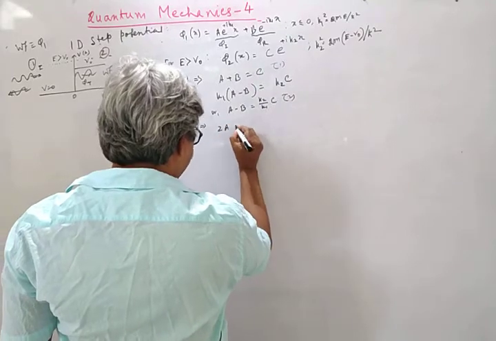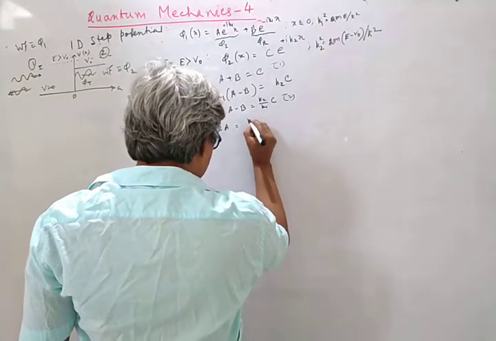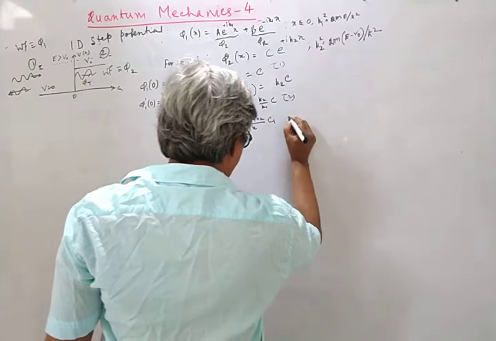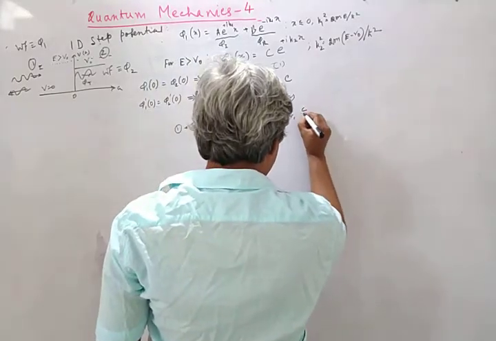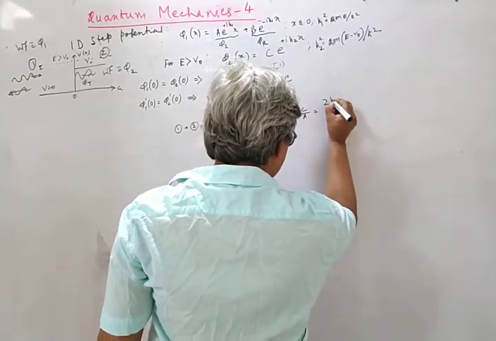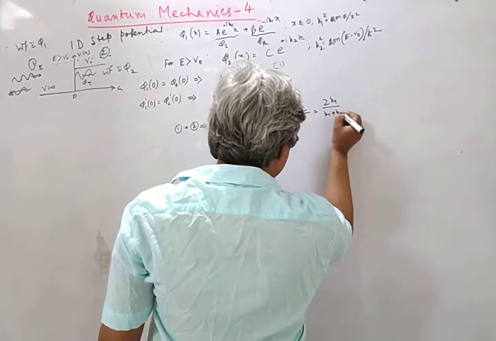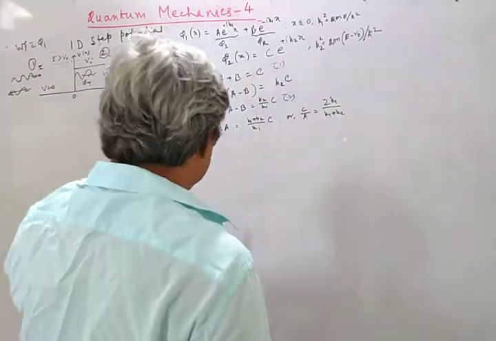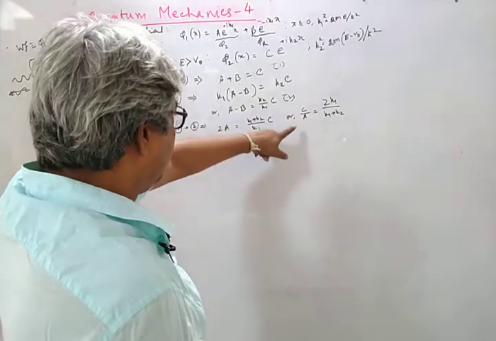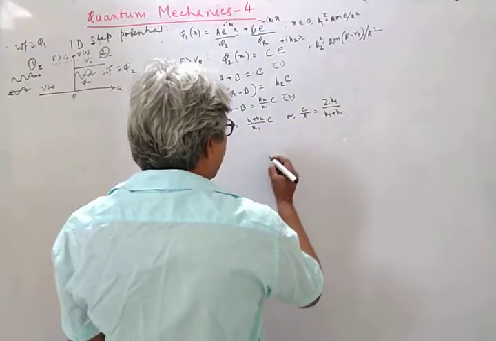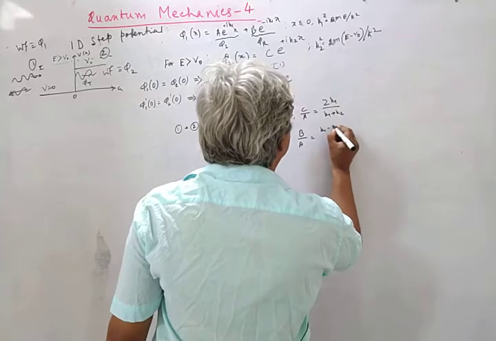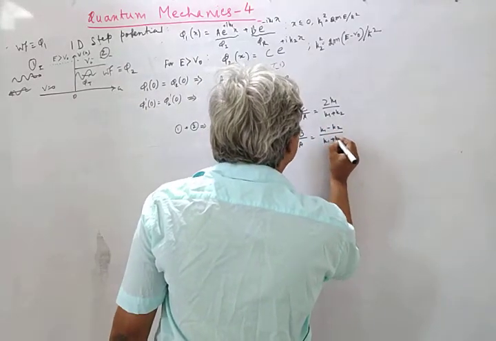we get 2a is equal to (k1 plus k2) by k1 c, or c by a is equal to 2k1 by k1 plus k2. And if we put the value of c in this equation, we get b by a is equal to k1 minus k2 by k1 plus k2.